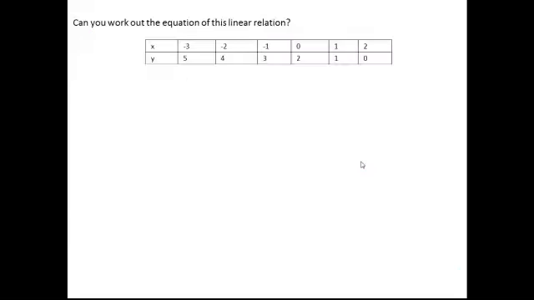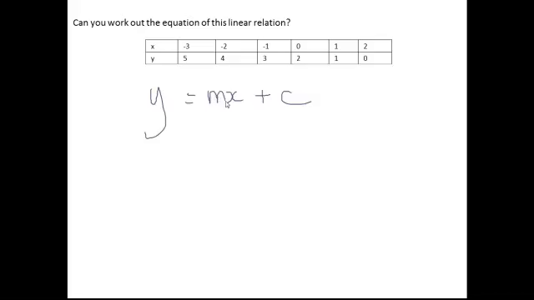Okay, now we're going to try and go backwards. I've given you these points, and you're going to try and work out what the linear relation is. So, in this case here, we know the equation of a line has to be in this form. Y is equal to mx plus c. Okay?